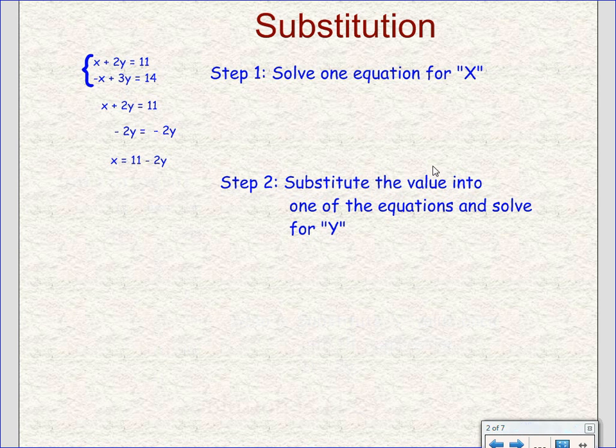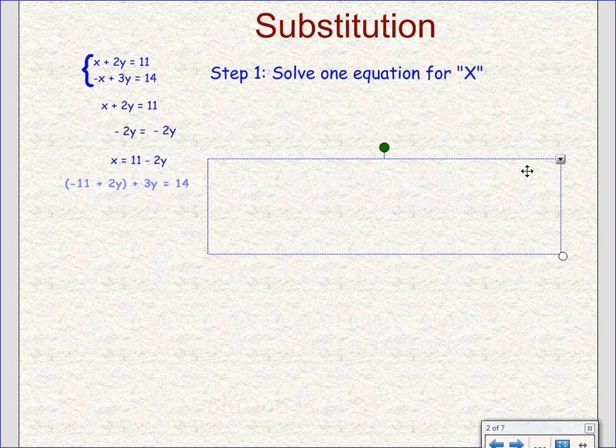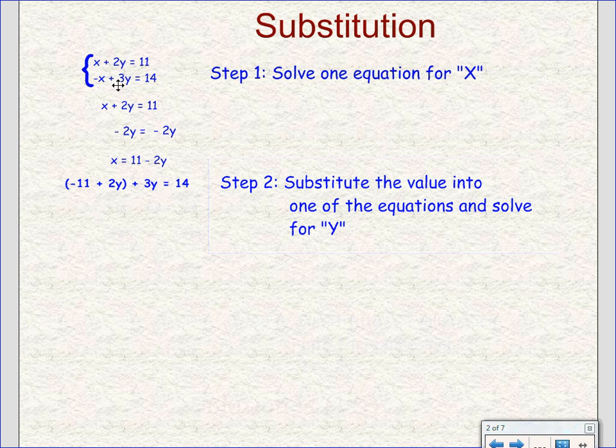Okay. So I'm going to substitute that expression back into my second equation. As we see here, the signs on the expression have changed. The reason for that is the expression 11 minus 2y equals x. As we sub in, we don't sub in negative x. We sub in x, and then the distribution of a negative 1 through this term occurs. Therefore, we have negative 11 plus 2y plus 3y equals 14.